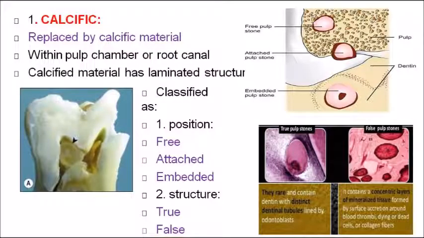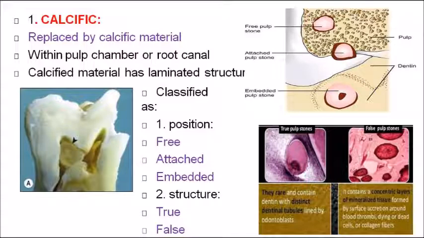First, let's see what is calcific degeneration. The pulp tissue is replaced by calcific material within the pulp chamber or root canal, and the calcified material has a laminated structure. Based on position, it is classified as free, attached or embedded, okay. So in the picture, the right hand uppermost picture, you can see free pulp stones, attached pulp stones or embedded pulp stones, okay. So these are calcific changes, that is calcification which is causing the formation of pulp stones. Based on the structure, it is classified as true or false.